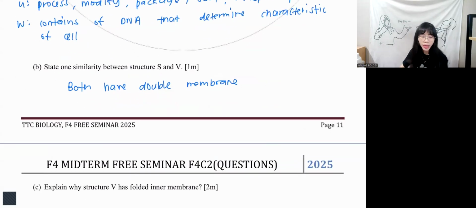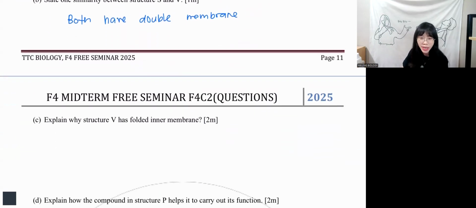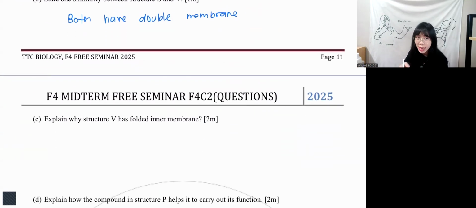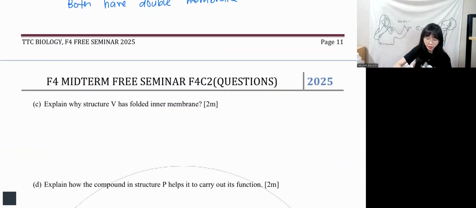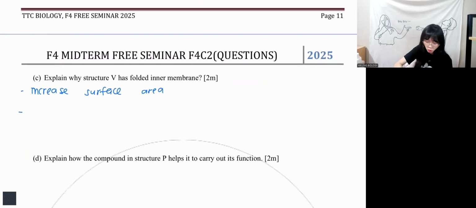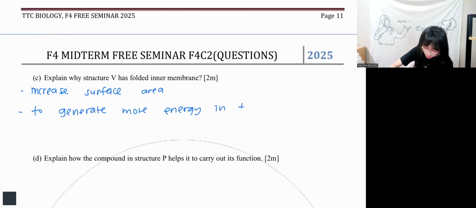Can. Okay. Explain why structure V has a folded inner membrane. We write the same answer just now, right? As long as they are folded, it is to increase surface area. Increase surface area. Next, to generate more energy in the form of ATP.